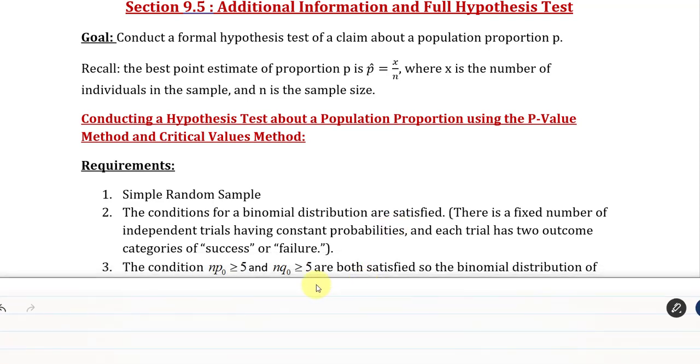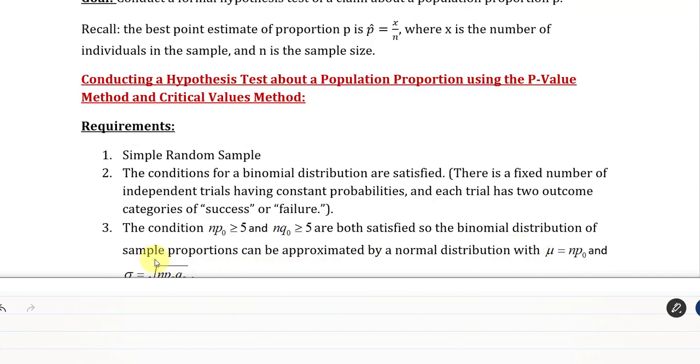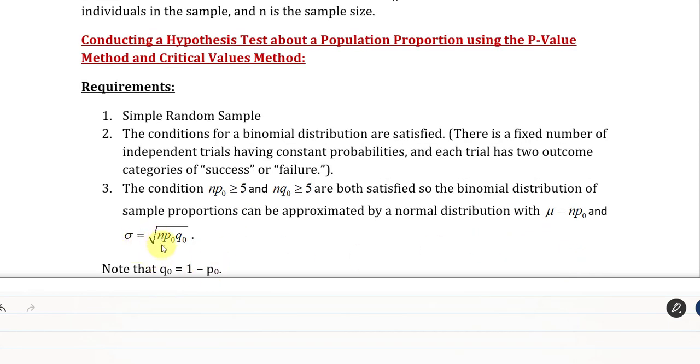And then lastly, the conditions np0 is bigger than or equal to 5, and nq0 is also bigger than or equal to 5, are both satisfied, so that the binomial distribution of the sample proportions can be approximated by a normal distribution with the mean np0 and the standard deviation the square root of np0q0. And recall that q0 is just the complement of p0, or 1 minus p0.